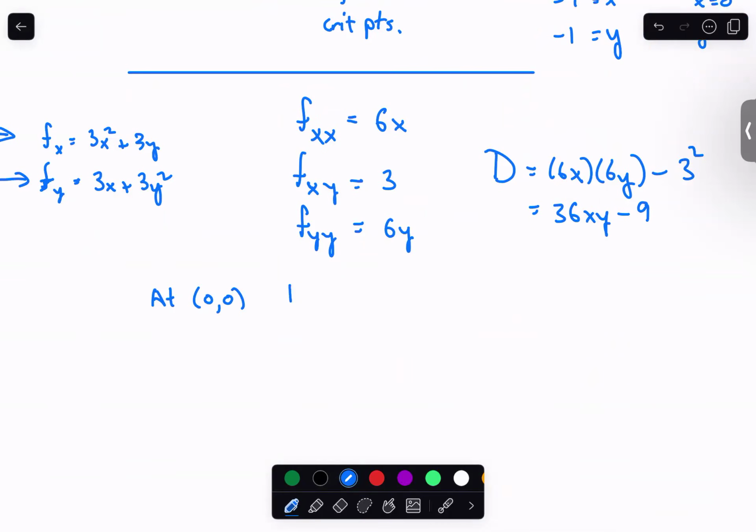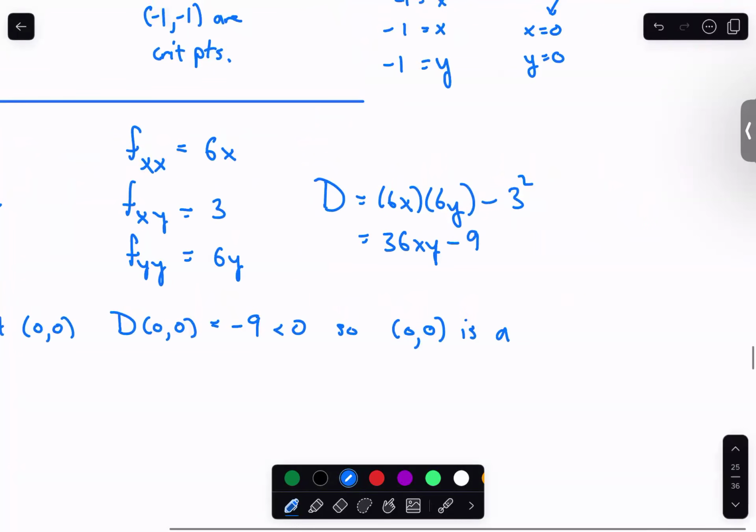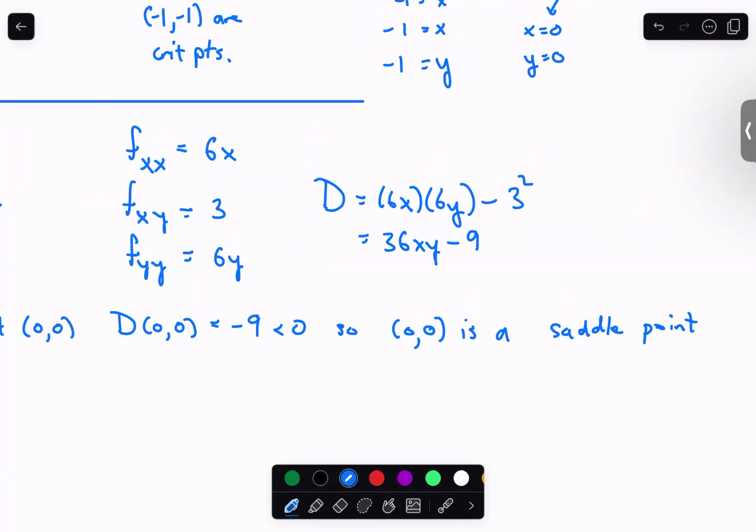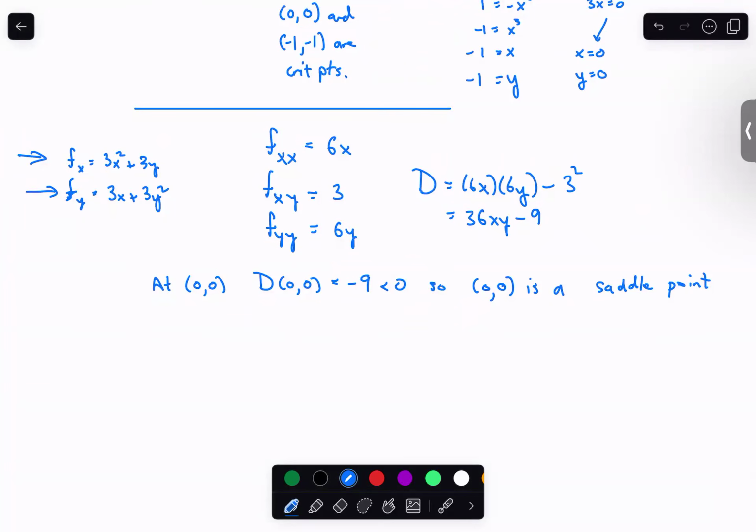At 0, 0, our d value, plugging in 0 for x and 0 for y, is equal to -9. Just like before, this is less than 0, because that's the main qualifier we're looking for to classify our critical point. So 0, 0 is a saddle point. So that's one of them.